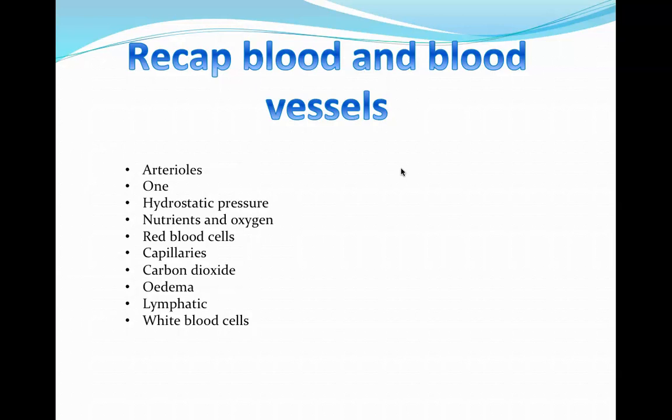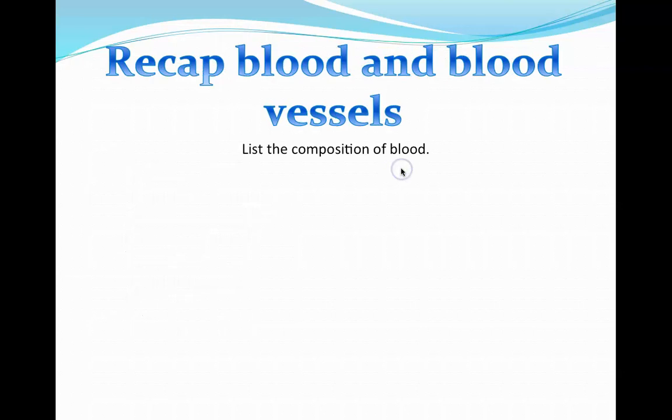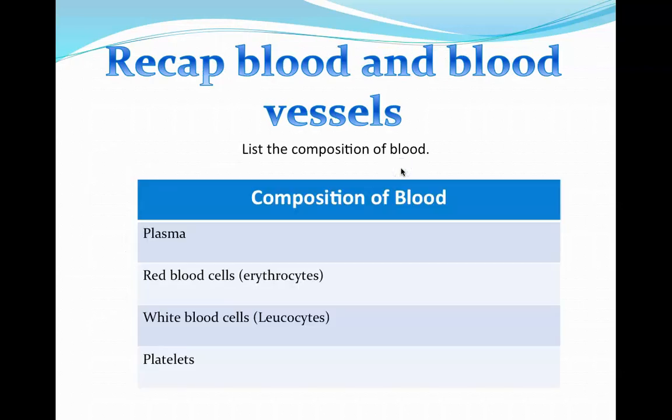So hopefully you've paused it now and you've given it a go. So the answers you should have are: the composition of blood is plasma, red blood cells, erythrocytes, white blood cells, leukocytes, and platelets. Remember, plasma is 95% water and takes up the majority of our composition of blood, okay?